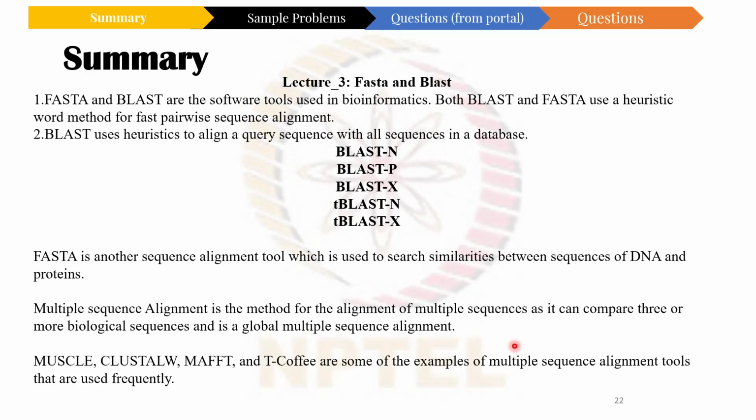These multiple sequence alignments are applicable for detection of variable regions between sequences, including phylogenetic analysis, or for detection of homologous genes between new sequences. MUSCLE, ClustalW, MAFFT, and T-Coffee are some examples of multiple sequence alignment tools that are frequently used.